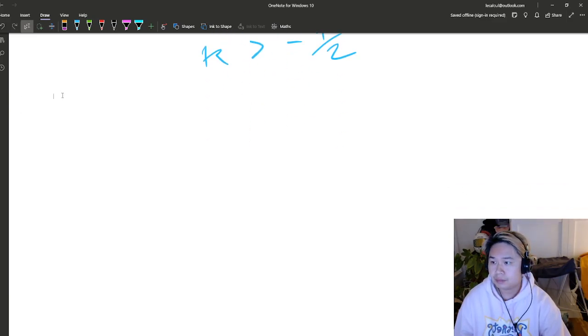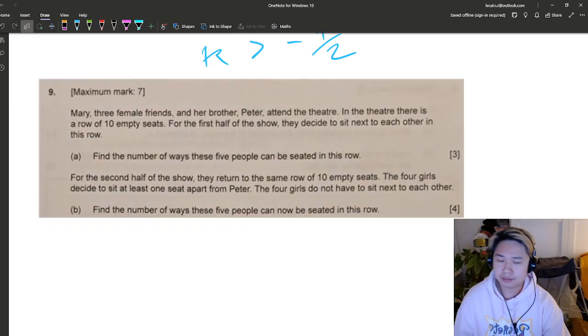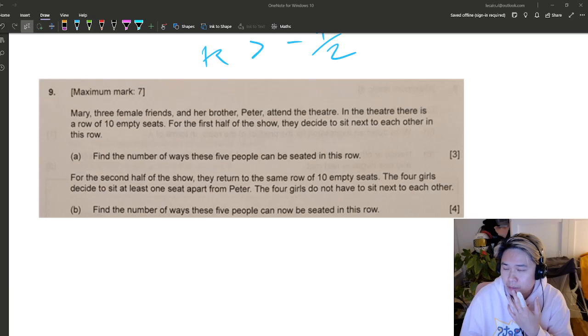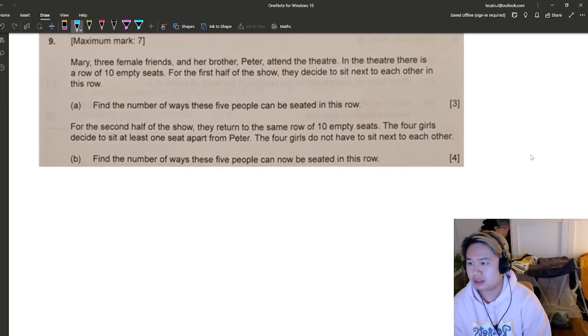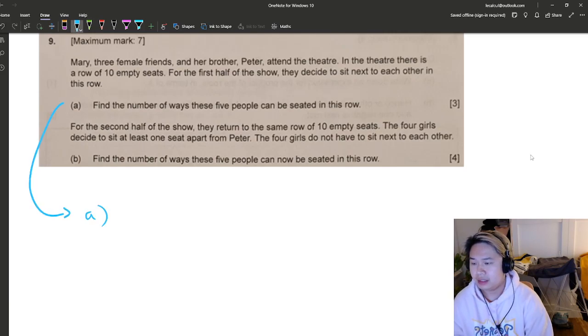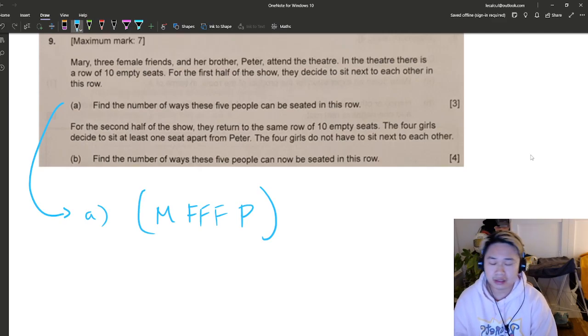Next up. Oh, this looks like combinatorics. Mary, 3 female friends, and her brother Peter go to the theater. There's 10 empty seats, and then for the first half of the show, they decide to sit next to each other in this row. Find the number of ways that 5 people can be seated in this row. Okay, this is pretty straightforward combinatorics. Okay, so you got Mary, her 3 friends, and Peter. So they are going to sit together next to each other.